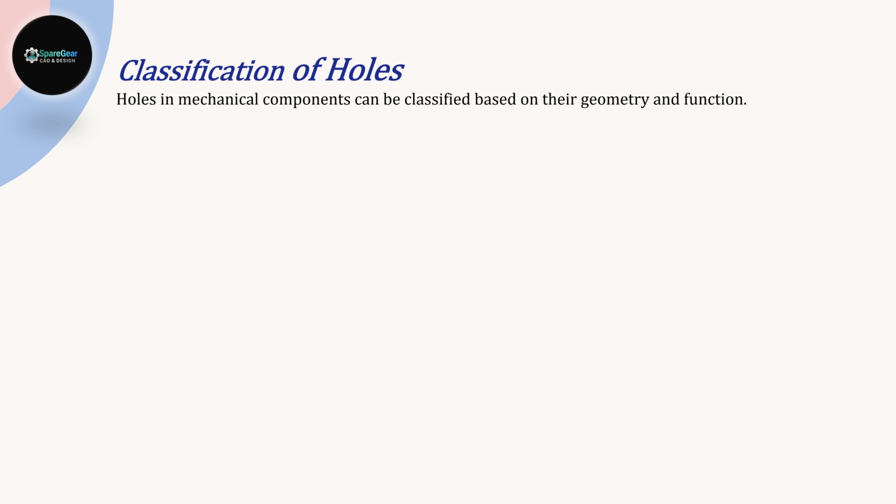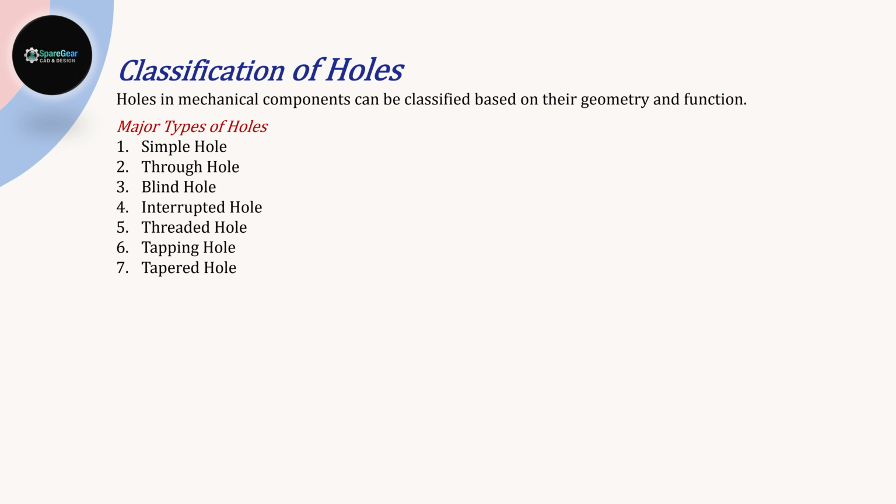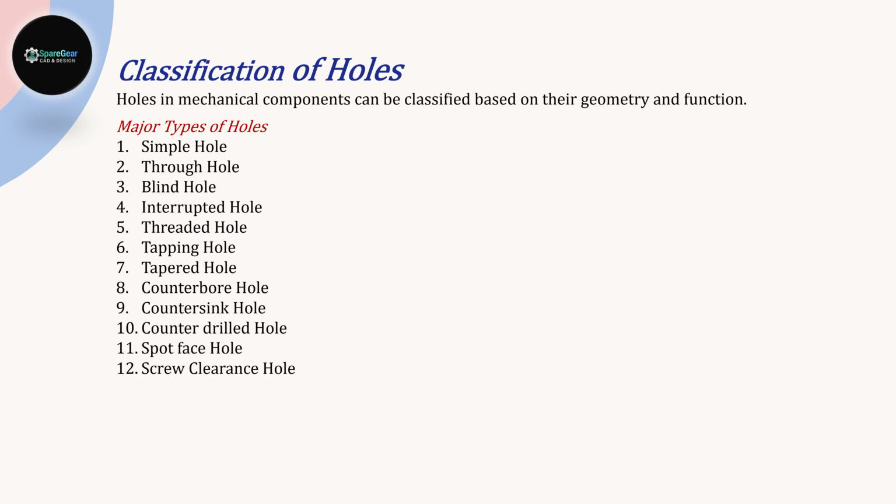In mechanical engineering, holes can be classified based on their geometry and function. Some holes are simple cylindrical holes used for general purposes. Other holes are designed specifically for fasteners, alignment, or special assembly requirements. Common hole types include simple holes, through holes, blind holes, interrupted holes, threaded holes, tapping holes, tapered holes, counterbore holes, countersink holes, counter-drilled holes, spot face holes, screw clearance holes, reamed holes, overlapping holes, slot holes.